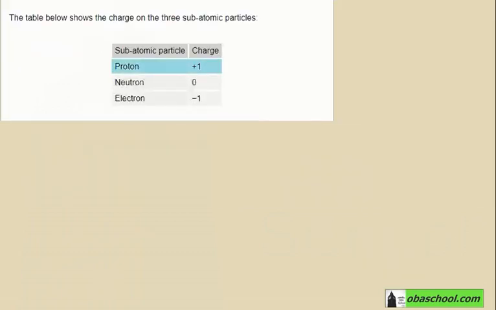So since protons are positive, they will hold a positive charge, it's +1. Neutrons are neutral, so they will have 0 charge. And electrons are negative, so they will have a -1 charge.